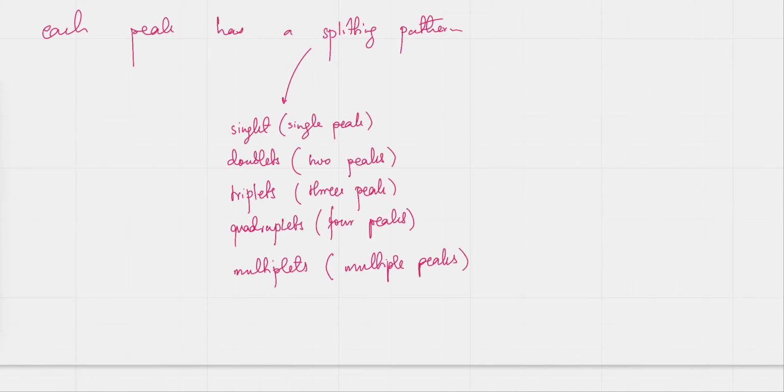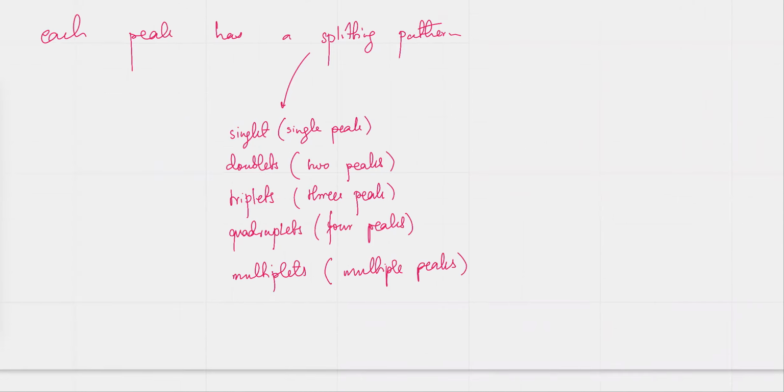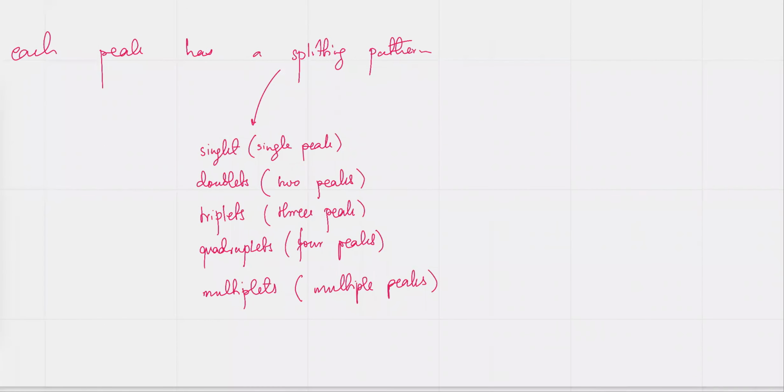I'll tell you the rule first. I'll explain this later, but the rule is that if the neighboring carbon atom has n hydrogens, then the peak splits into n+1 peaks.